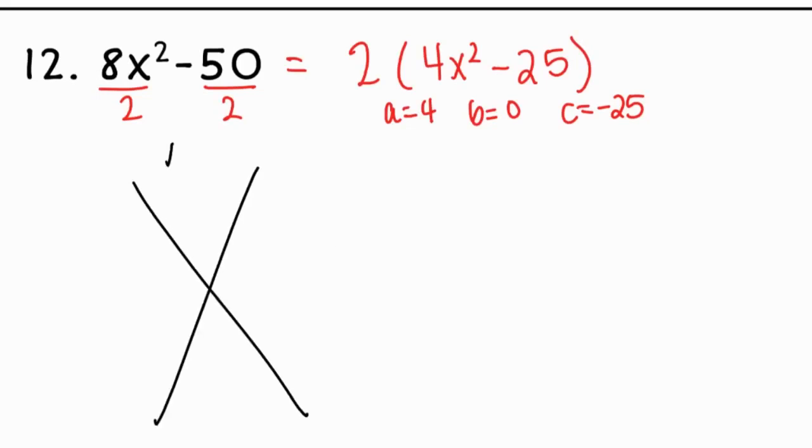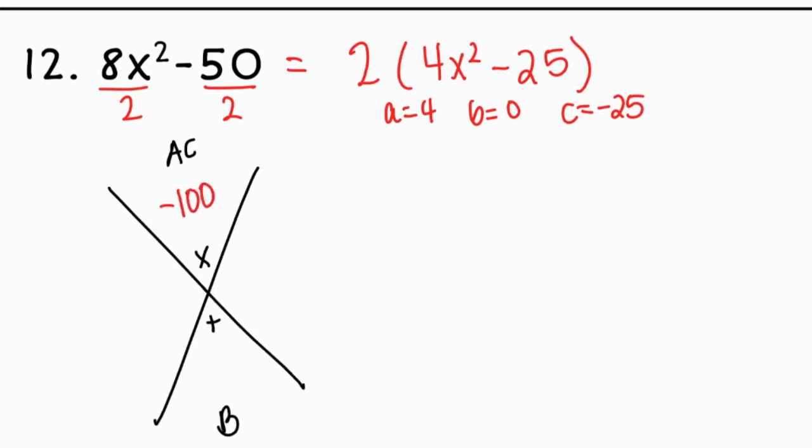Now I'm going to go ahead and create my x. I need to find a number that multiplies to give me a times c, which is negative 100, but adds to give me b, which is 0. And so I know in order for them to add to give me 0, they have to be opposites. And the only pair of opposites I know I can use that are going to give me 100 is going to be a negative 10 and a positive 10.